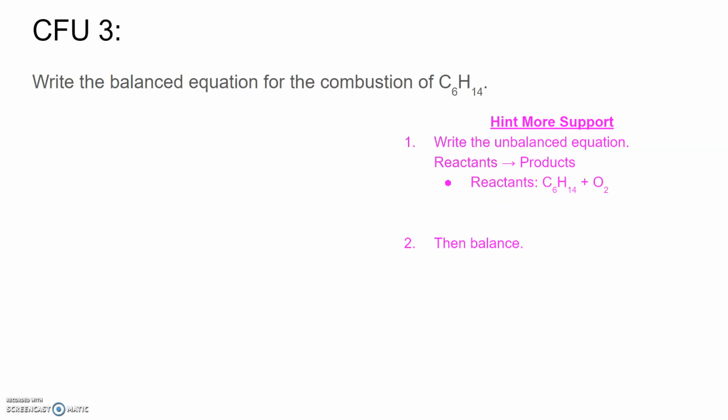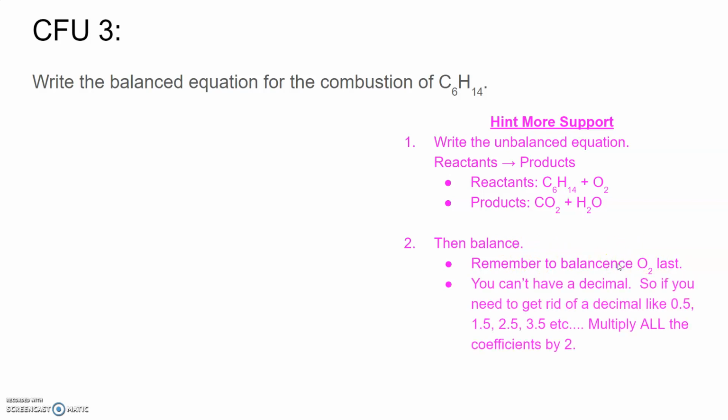So in writing the unbalanced equation, your reactants should be your organic molecule, C6H14, and O2. So that you're going to write on the left side of the arrow. The products are going to be CO2 and H2O. After you have that written, when you want to go balance it, remember you're going to balance not just O2, but oxygen in general last. So all the oxygen you balance last.